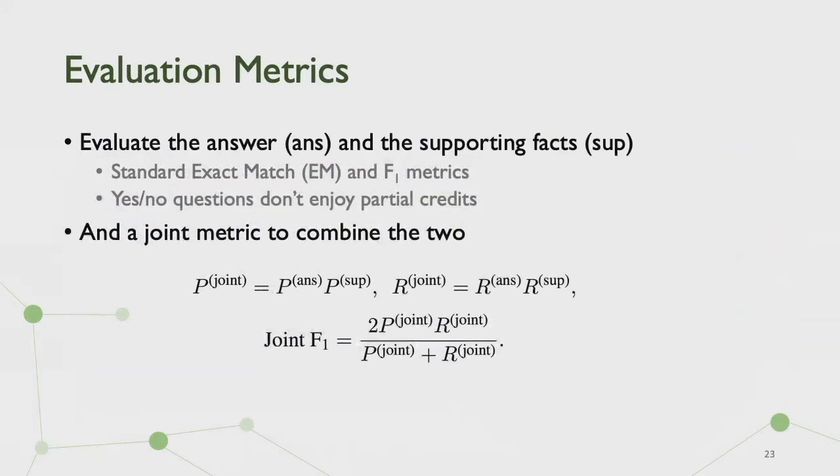And for evaluation metrics, we mentioned that we want systems to be explainable. So we not only evaluate their accuracy on the answers, but we also evaluate how accurately they generate these supporting facts. So we use the standard exact match and F1 metrics. And in order to unify them into a single metric, we multiply the precision and recall for these two aspects and calculate a new set of EM and F1 scores. And the intuition here is that if a system is bad either on generating accurate answers or generating accurate explanations, it should be penalized.